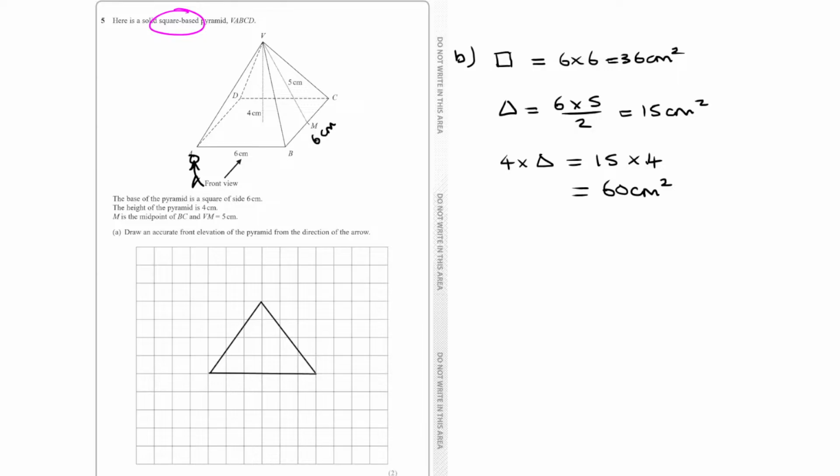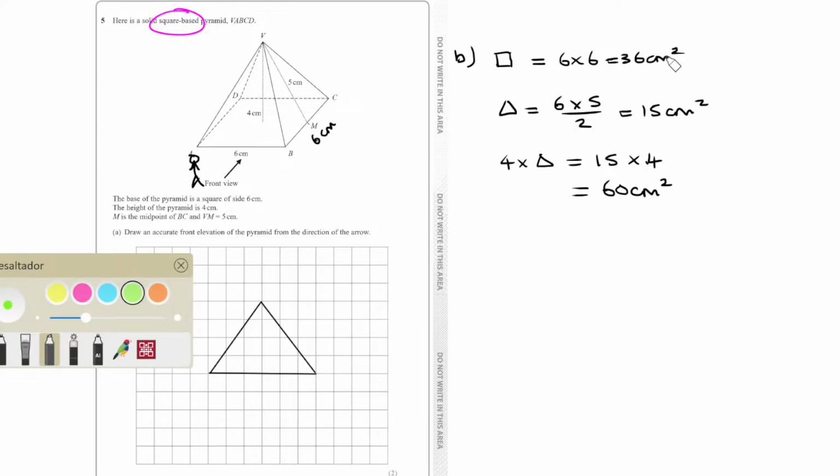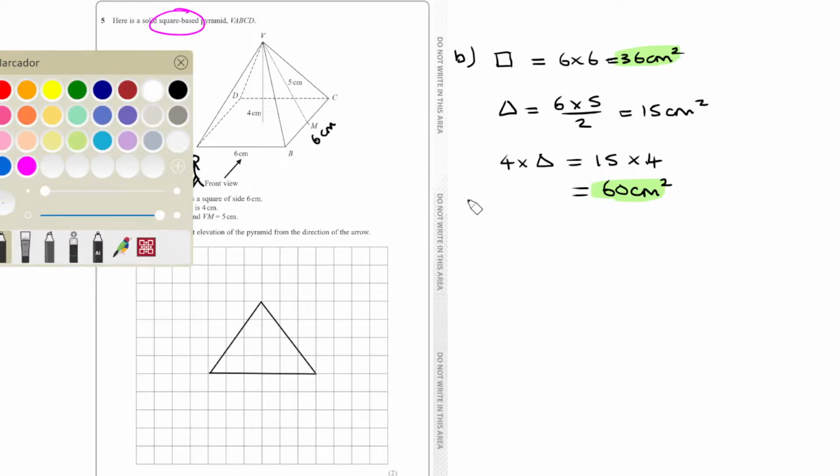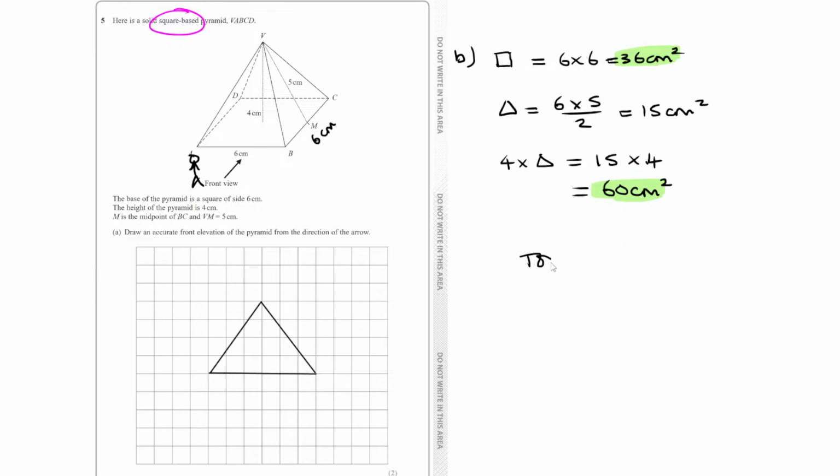Okay, so then we need to add it together with the square. Don't forget we've also got the square. So these two we just add together. So the total surface area is 96 centimeters squared. Yes, exactly 96. You've written that, yeah.